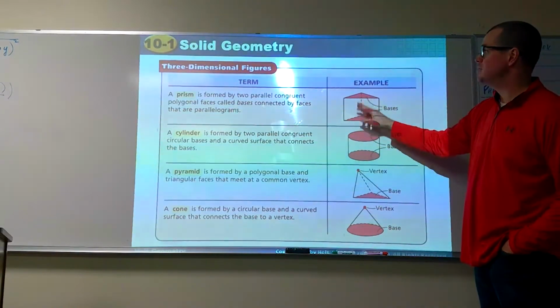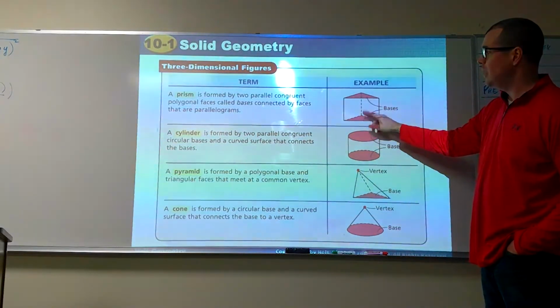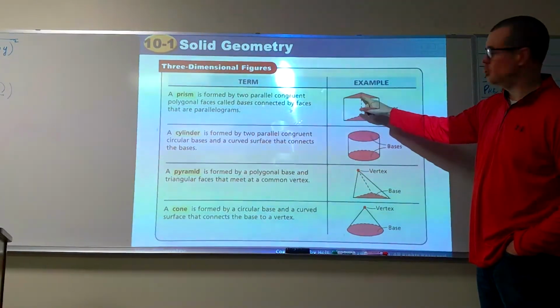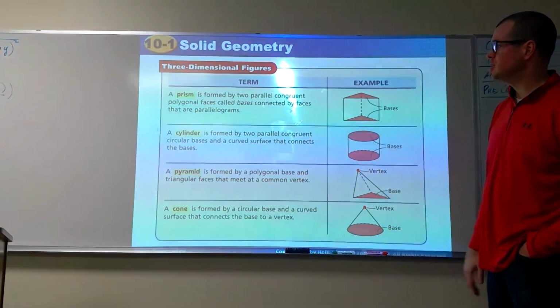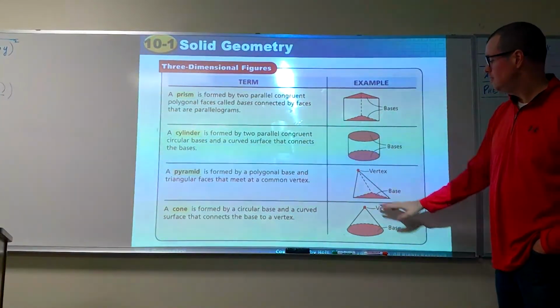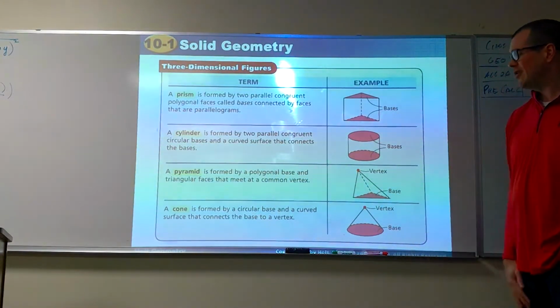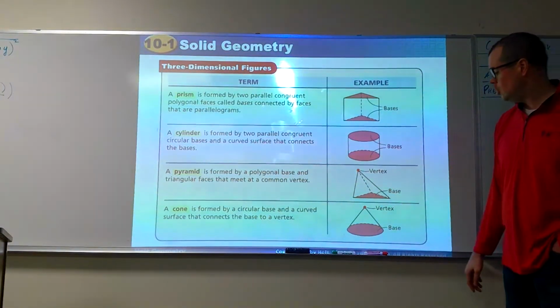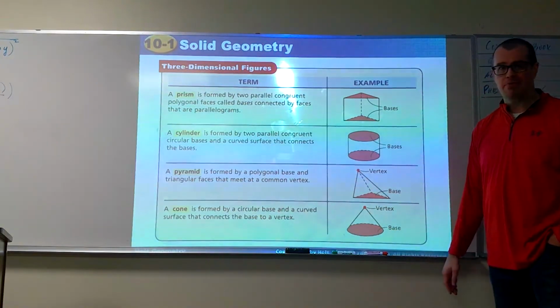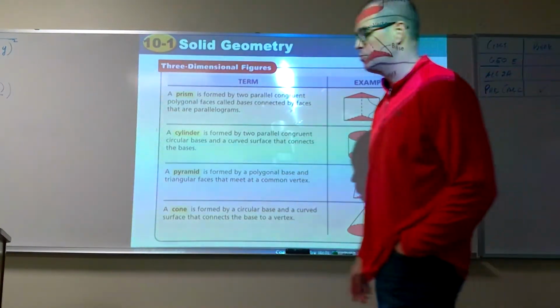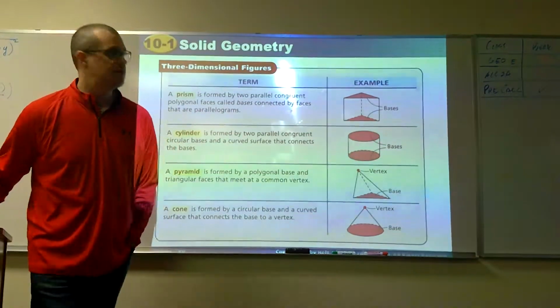Prism has two bases, two parallel bases. They're named by their bases. This would be a triangular prism. Cylinder is a special name for a circular prism. Pyramid has one base, and it's named for that base, so this would be a triangular pyramid. Cone is a special name for a circular pyramid. Okay? So let's give it a whirl.